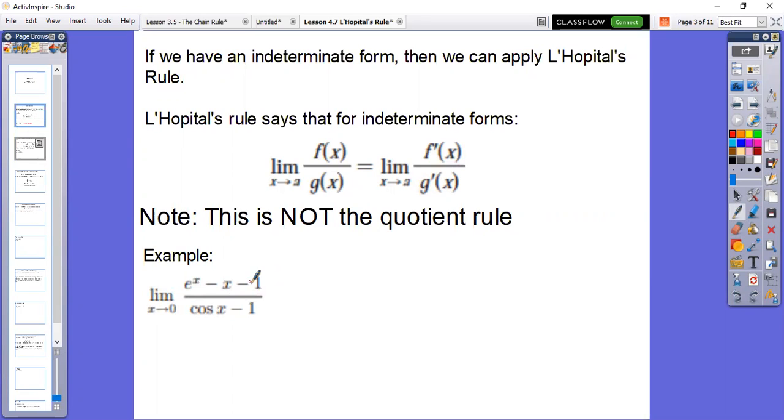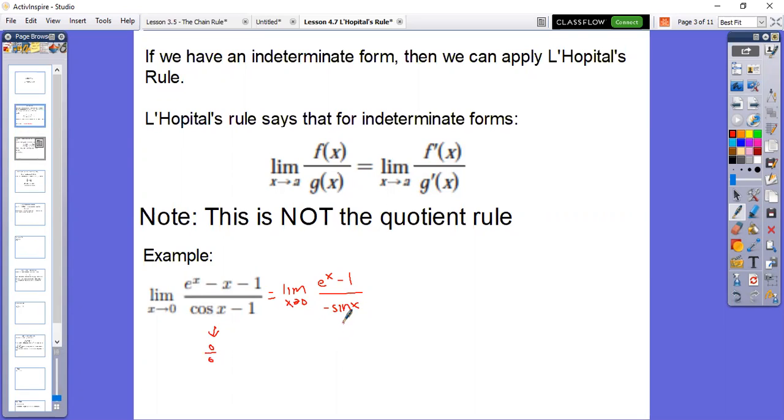So let's take a look at this example down here. Again, when I try to substitute in 0 initially, I get e to the 0 is 1, minus 1 is 0, over 1 minus 1 is 0. So I get an indeterminate form, which means I can apply L'Hopital's Rule. Again, check to see if your form is indeterminate before you start doing L'Hopital's Rule, because it might not apply if it is not indeterminate. So this is the limit as x approaches 0 of e to the x minus 1 over negative sine of x. This is the derivative of the numerator. This is the derivative of the denominator.